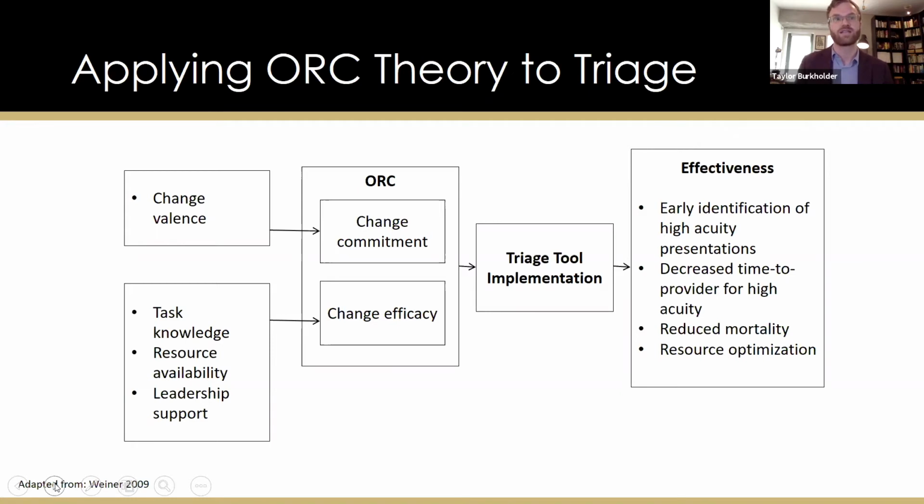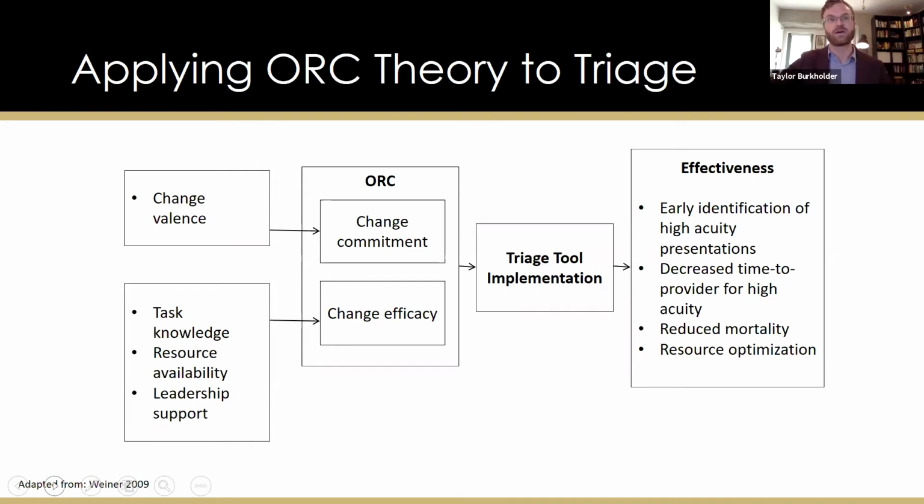For example, change valence, which is essentially how much members value a change, influences their change commitment prior to implementing triage. So we need to assess whether they think the change is needed, beneficial, and or worthwhile. Leadership support influences the change efficacy, or how successful they anticipate the change will be. So we need to inquire about how supported they feel from the top down. If we want to look at whether or not they understand what tasks need to be done, we have to ask them about the tasks. And if we would need to know about the resource availability, we have to ask them if they feel that they have the resources that are needed.